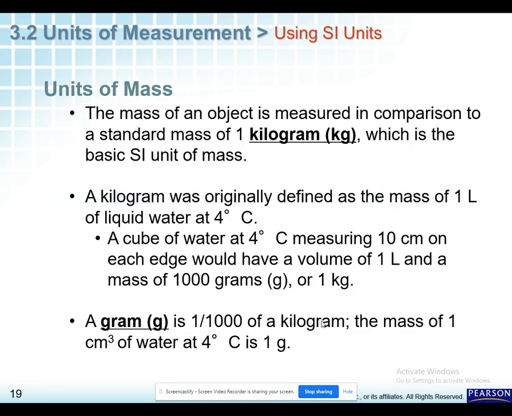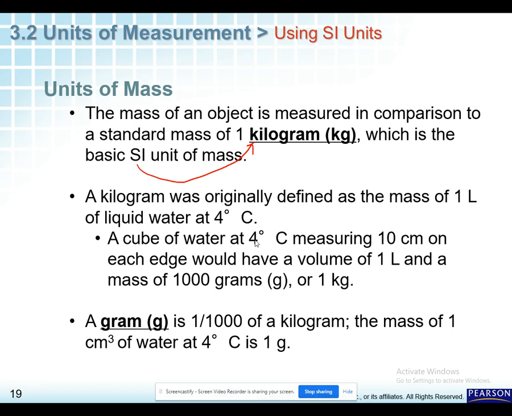The next one we're going to talk about is units of mass. So mass is the measure in comparison to the standard mass of 1 kilogram. Remember, 1 kilogram is our SI unit. It's really weird because it does have a prefix. So a kilogram was originally defined as the mass of 1 liter of liquid water at 4 degrees Celsius. And a cube of water at 4 degrees Celsius actually measures 10 centimeters on each edge.